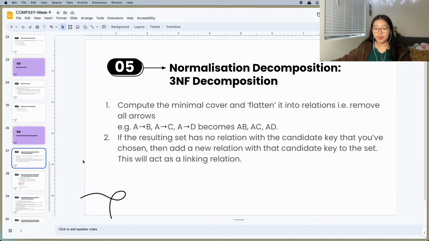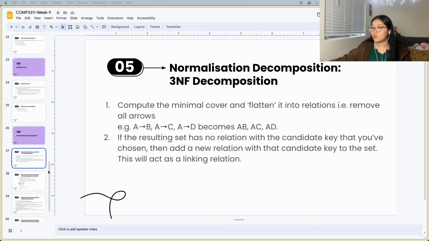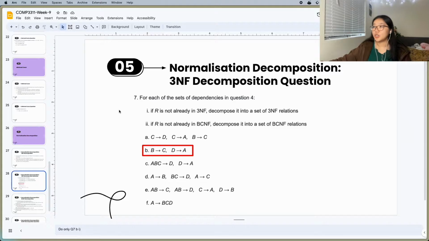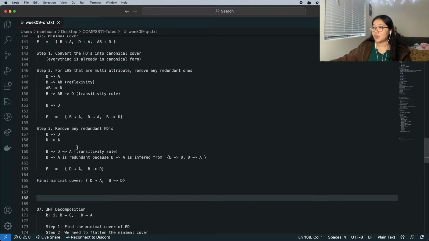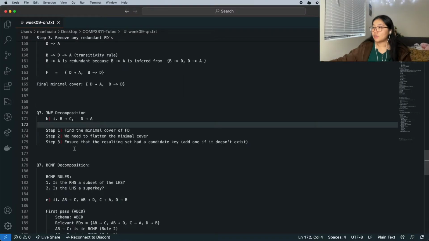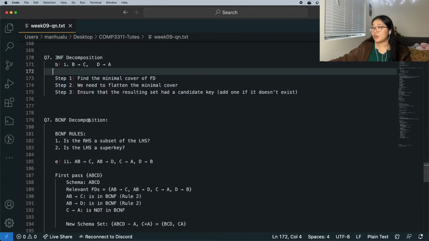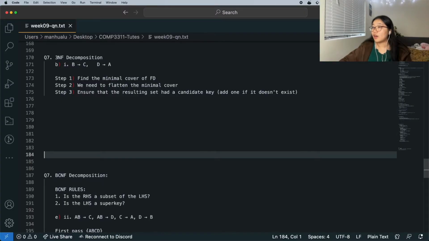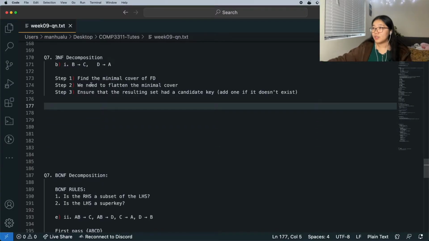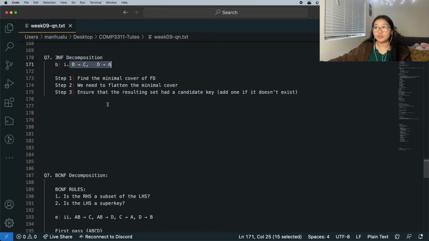So I'll show you guys what I mean in a question, right? So we'll go to this question here. This is question 7 of the tutorial questions, and we are looking at question B. All right, so I've already prepared something here. I've just copied over the steps from our slides, right? And we're looking at this simple set here.